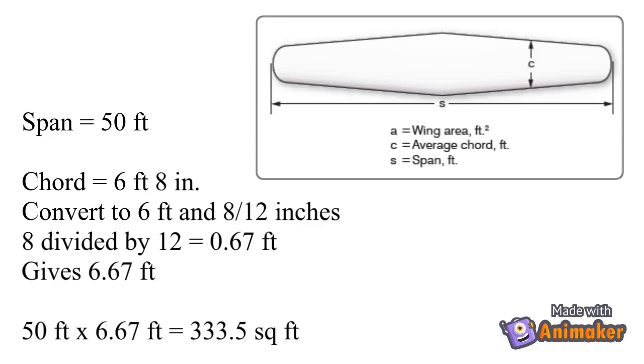To convert the 8 inches into a decimal, simply divide by 12 inches. So 8 divided by 12 equals 0.67 feet. Add that to the 6 feet and you get 6.67 feet. Plug those numbers into the formula and you get 50 feet times 6.67 feet equals 333.5 square feet of wing area.